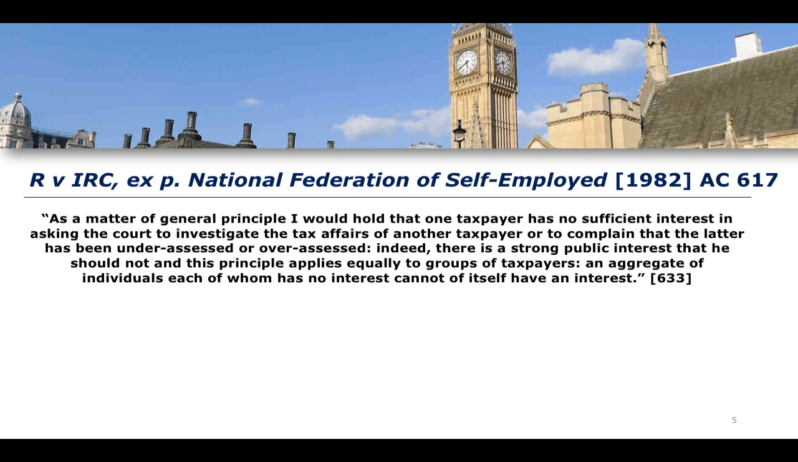So essentially what we see here is the extrapolation, firstly, from the point that as a general principle one taxpayer shouldn't have an interest in another taxpayer, and then to extrapolate that to an aggregate of taxpayers as represented by the National Federation, which also does not make a sufficient interest in the general affairs of another individual taxpayer.